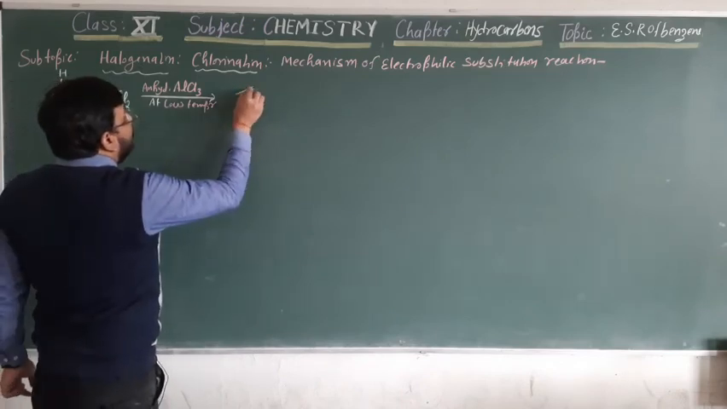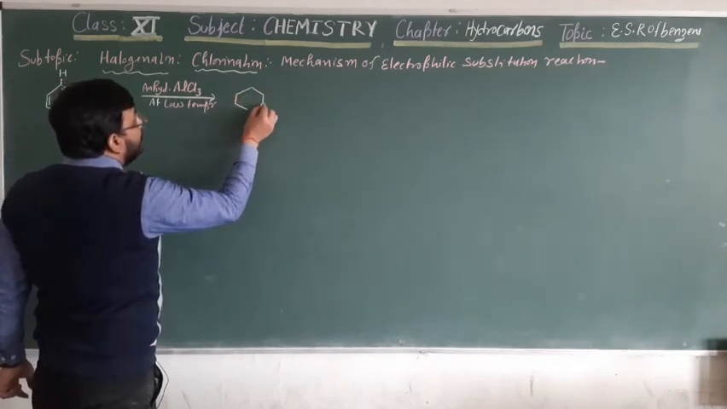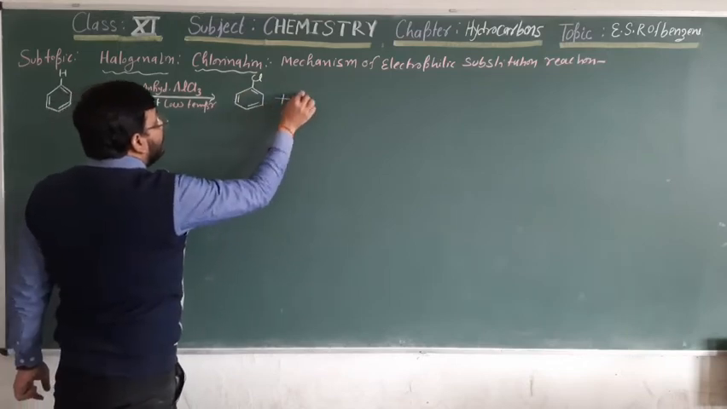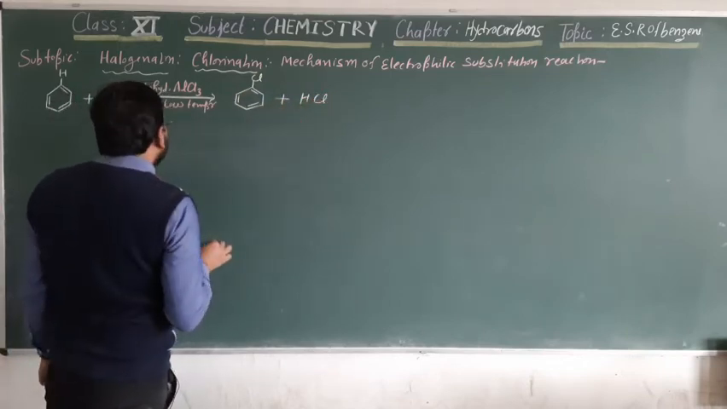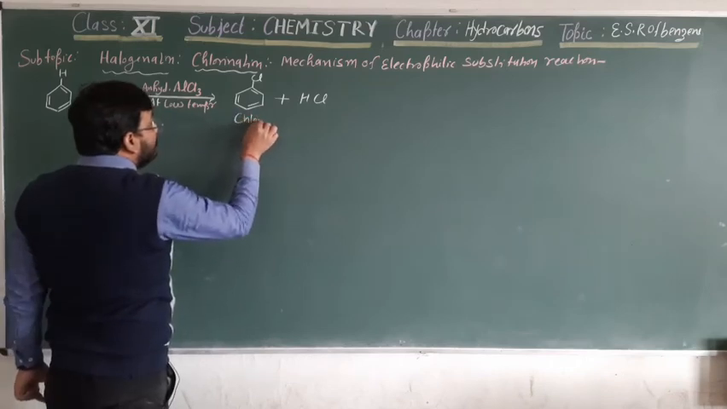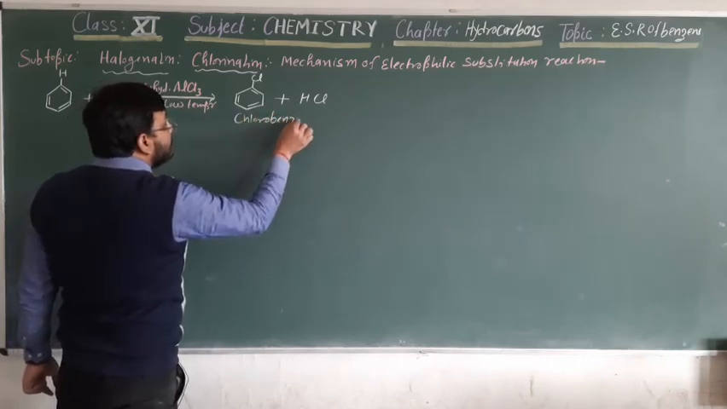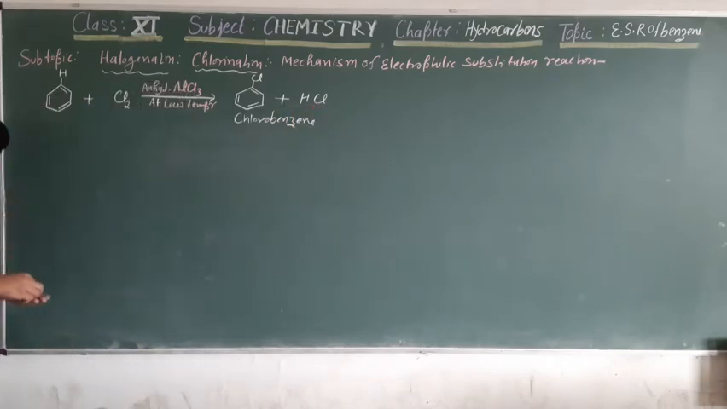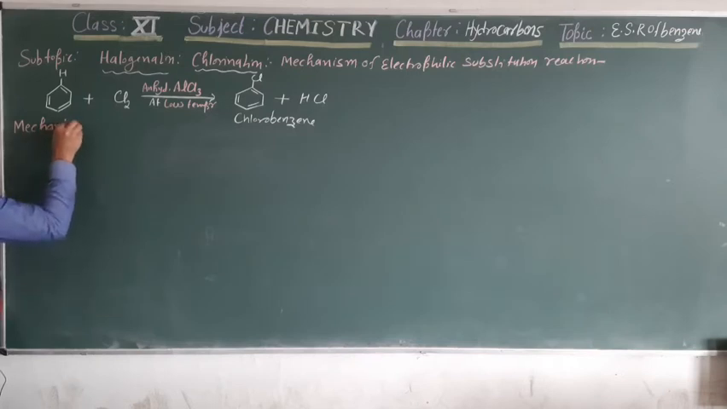Now one hydrogen atom of benzene gets substituted or replaced by chlorine, and here we get HCl. This is chlorobenzene, and this is hydrochloric acid. Now the next step is that we will learn the mechanism involved with this process, means how this process takes place.